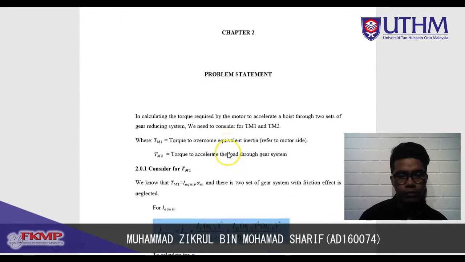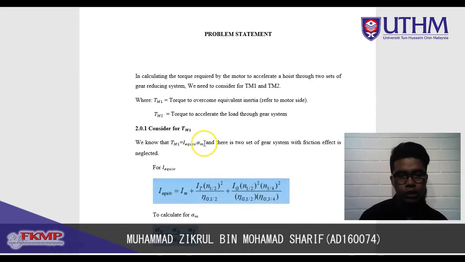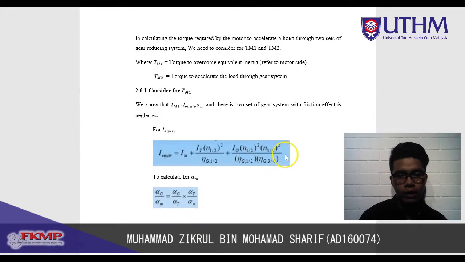Next is the problem statement. To calculate the torque, we need to consider TM1 and TM2. TM1 is the torque to overcome the equivalent inertia referred to the motor side, and TM2 is the torque to accelerate the load through the gear system. First we consider TM1. We need to calculate I equivalent, which is this formula, and we need to calculate alpha m, which is the acceleration at the motor. After that, we substitute into this equation and we get TM1.